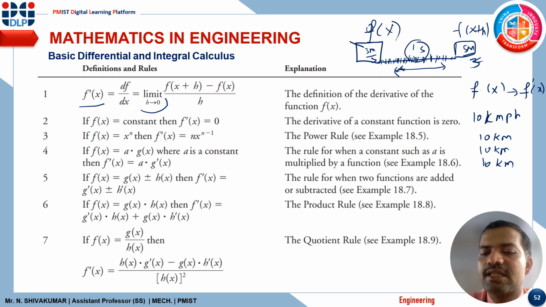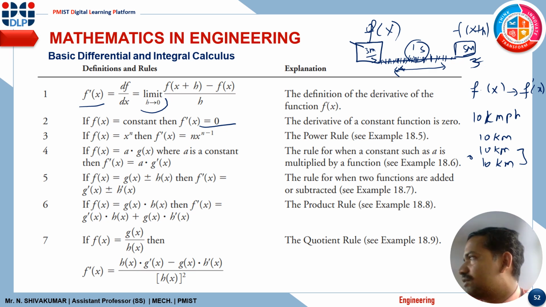What is the change in distance? Either it is increasing or decreasing, that is the rate of change. Initially it is 10 kilometers. After some time it is 10 kilometers. After some more time it is also the same 10 kilometers. When you subtract 10 kilometers from 10 kilometers, what is the change? What is the rate of change? 10 minus 10 is 0. So that is the value coming here. We have to understand why f dash of x becomes 0 when the f of x value is constant. This is how it is 0.